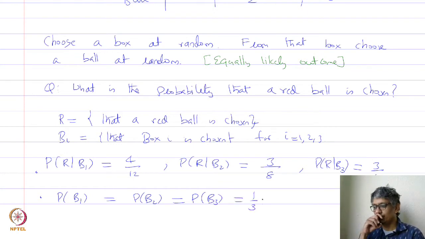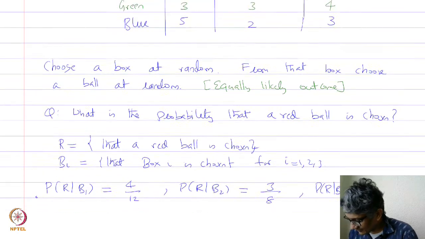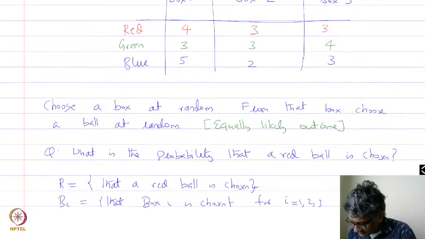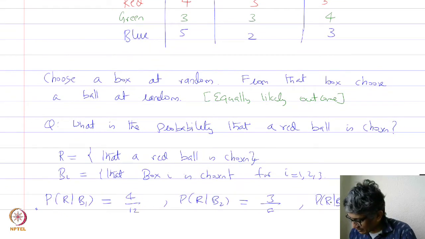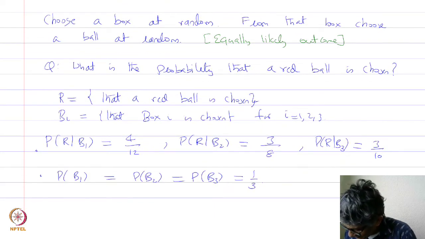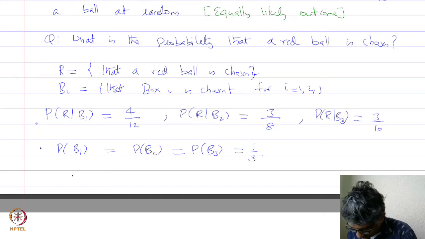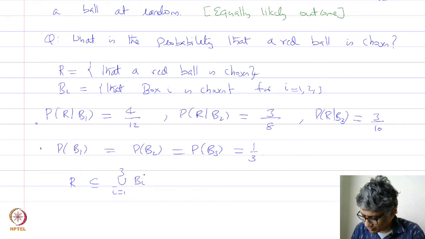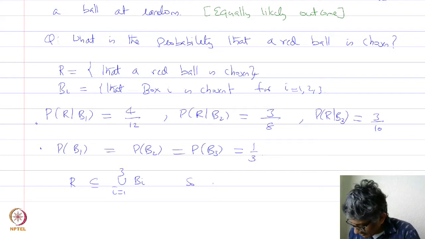Both these things I know for sure, just from the model. I have 3 boxes, and once I pick a box, I know these conditional probabilities, and I know I pick each box with these probabilities. So now we are in the setup of this theorem. The event R is also contained in the union over i equal to 1 to 3 of the Bi, because once a box is chosen, you choose a ball from that. So the event that a red ball is chosen is contained in that. So you apply the theorem.